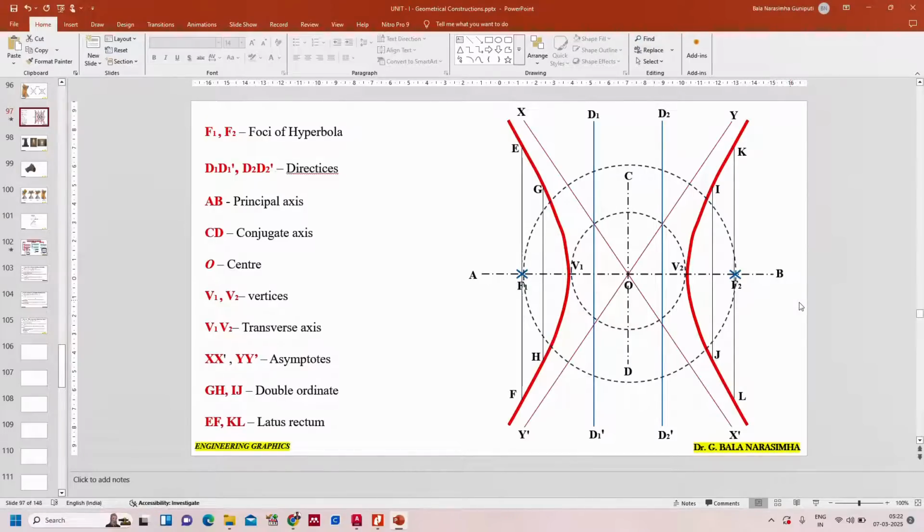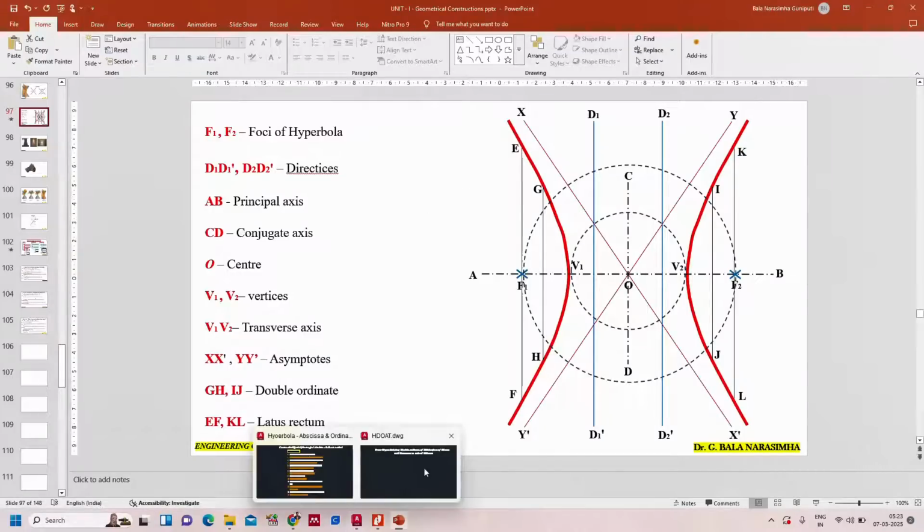What about abscissa? Already we discussed it in the parabola. The shortest distance, or the nearest distance, from the vertex to the double ordinate, from V2 to this one, or suppose you have one more double ordinate, from this distance to this one, is called the abscissa. From this to this is abscissa, from this to this is abscissa. Now with these three parameters we are going to construct.